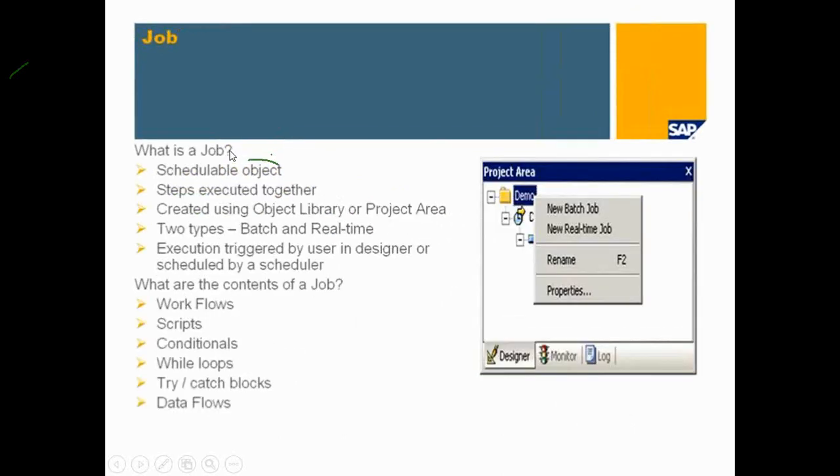Next to the project is the job. So what is a job? A job is a schedulable object. It allows you to link multiple steps together and then execute them one after the other, either in series or you want to execute something in parallel. You can go ahead and handle that on the job server. It is created using the object library or the project area. There are two types. One is batch jobs and real-time jobs. You can trigger the jobs in the foreground from here.